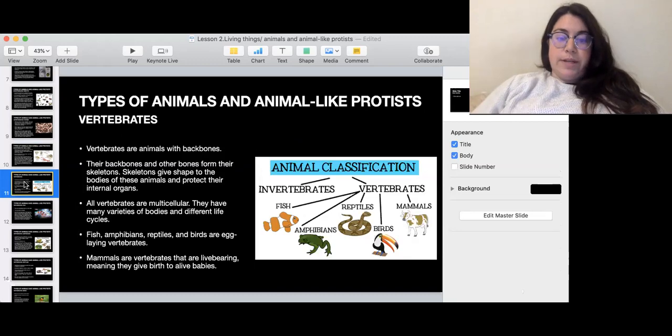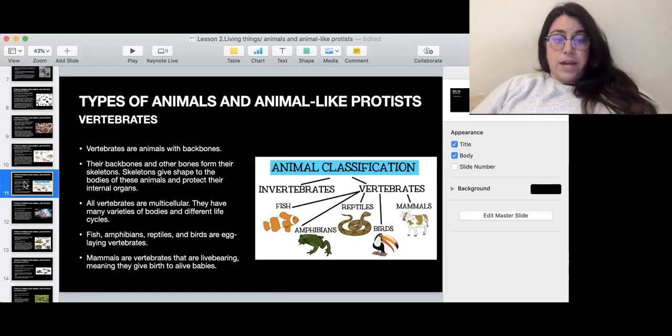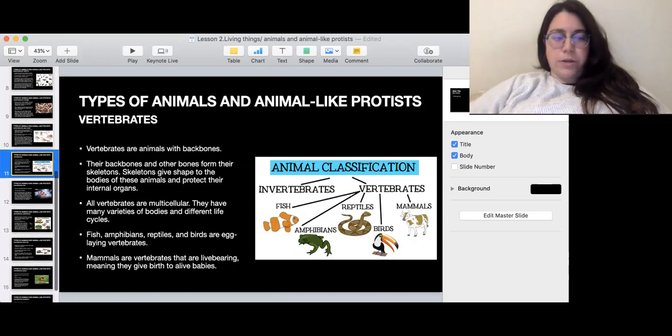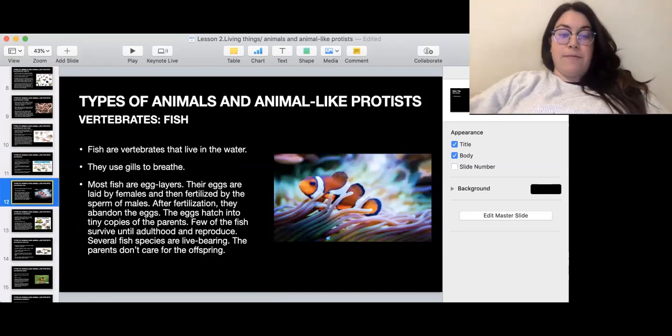What are the types of vertebrates? There are fish, amphibians, reptiles, birds, and mammals. Fish, amphibians, reptiles, and birds lay eggs, but mammals don't lay eggs. Mammals are vertebrates that are live-bearing, meaning that they give birth to live babies, like what happens with humans or with dogs or cats.